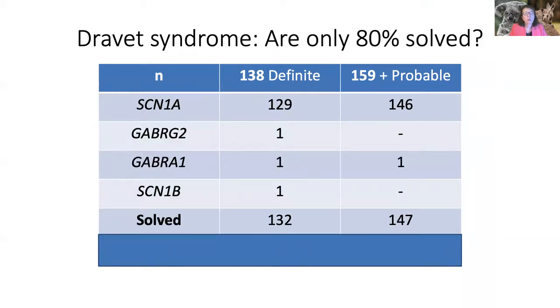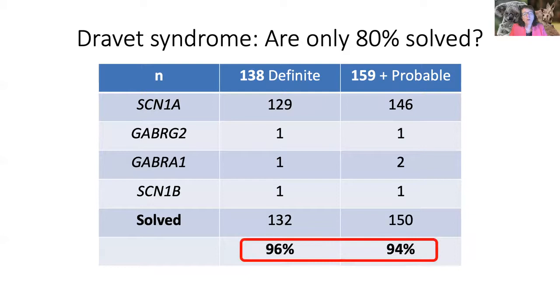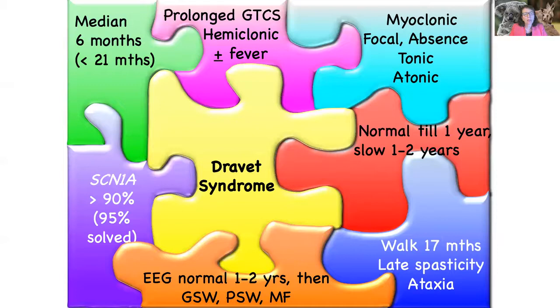But that was not all. We also had a smattering of patients with mutations in other genes, which we have previously reported. So overall, in our Dravet syndrome cohort, we've solved around 95% of patients. So I think we can take the SCN1A mutation rate to above 90% now if you recognise the phenotype.